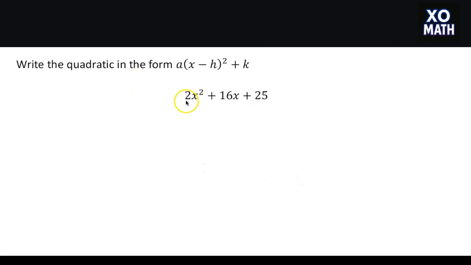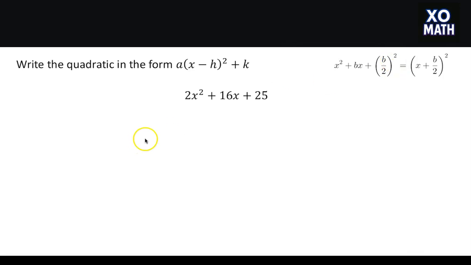Here we have the quadratic 2x squared plus 16x plus 25, and we want to write that in the a times the quantity x minus h squared plus k form. Well, what we want to remember is that if we have x squared plus bx plus the quantity b over 2 squared, that's going to factor to the quantity x plus b over 2 all squared. So what we want to do on this problem is we essentially want to complete the square.